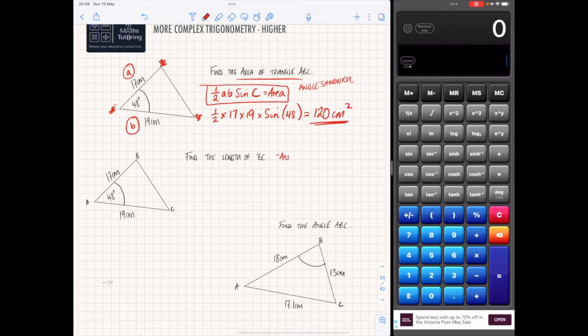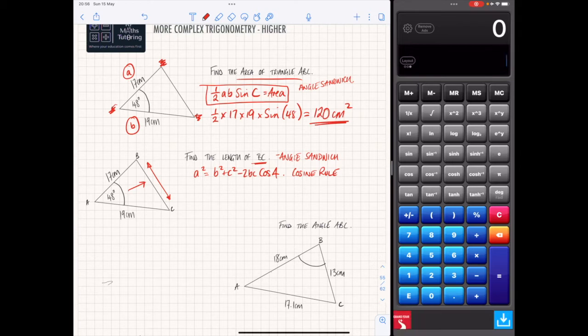So you still need an angle sandwich, but in this case, we're using a different formula because it's asking me to find the length of a side. BC is this one. If you're finding a side that is opposite an angle and you have an angle sandwich, then what you're going to use is this formula. So this is the cosine rule. Now the cosine rule you use to find the length of a side when you have an angle sandwich. So these first two examples, you must have the angle sandwich. First one's for area, second one is to find a side.